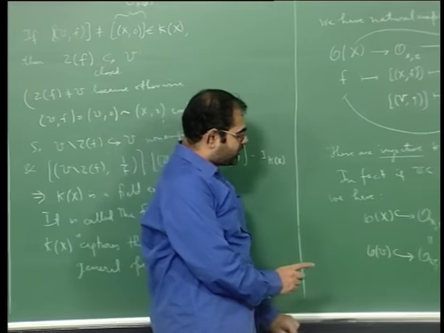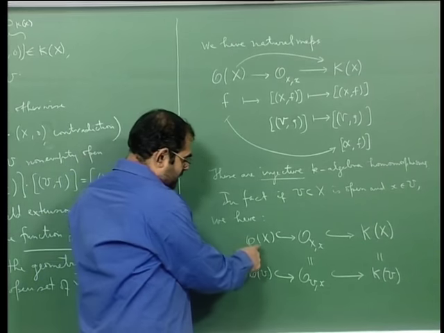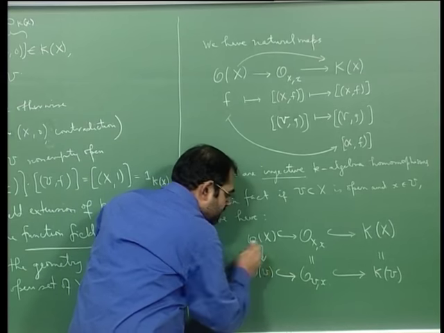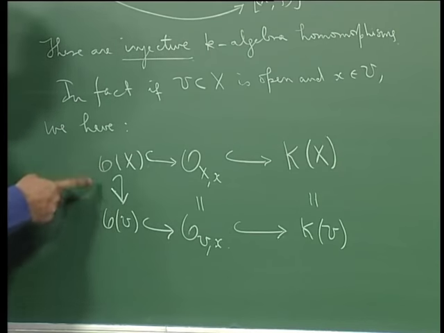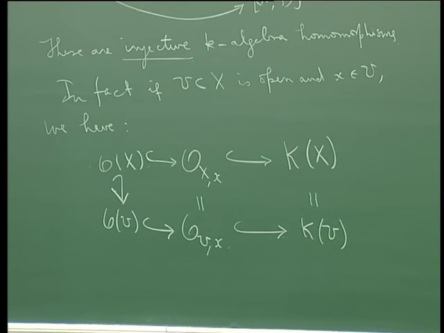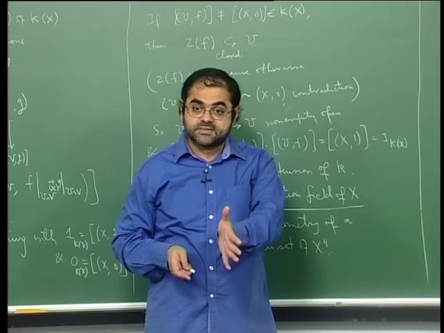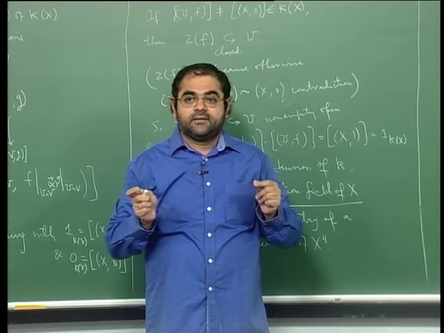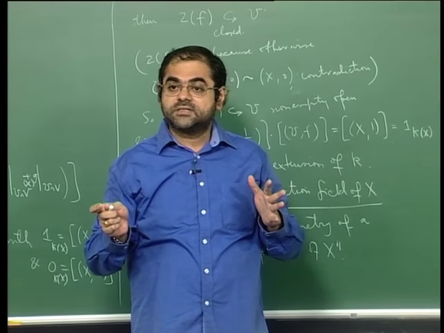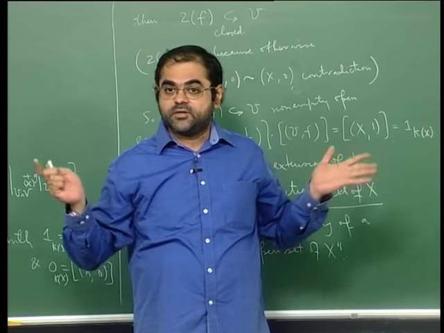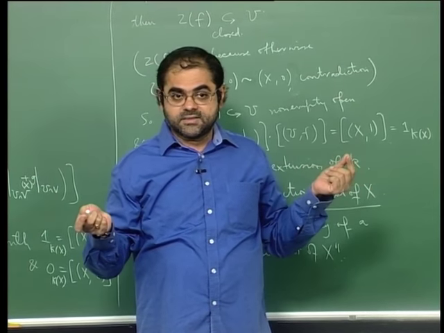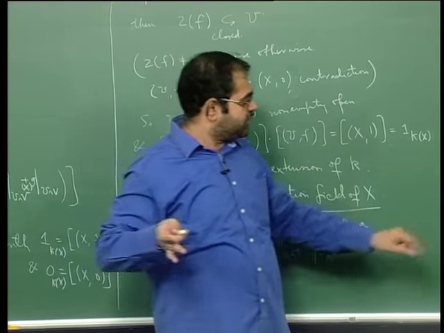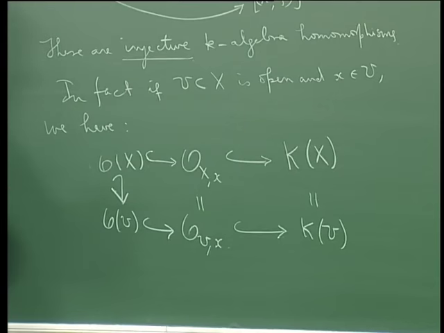Okay, and of course what's happening here is that you also get an inclusion like this, because every regular function on X can be restricted to give you a regular function on U, and these restriction maps are all injective, because of the same old reason that if two regular functions coincide on a non-empty open subset, then they have to coincide everywhere. Another way of saying it is, if a regular function vanishes on an open subset, then it is identically zero. It will vanish on the whole variety. So you see, this is what happens if you go to an open subset.